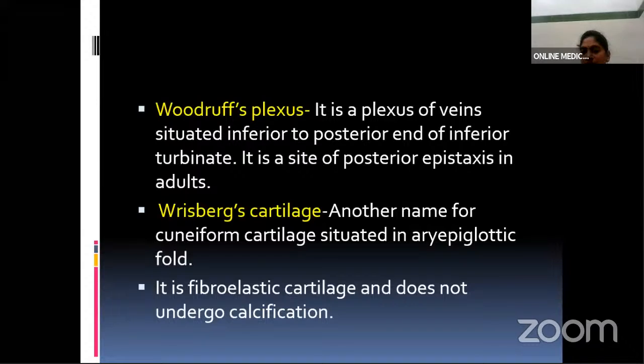That's all. Only three. So that's the smallest. This is the cuneiform cartilage, which is otherwise called Brisberg cartilage. It is a fibroelastic cartilage and does not undergo calcification. So you won't be able to see it even in an X-ray.